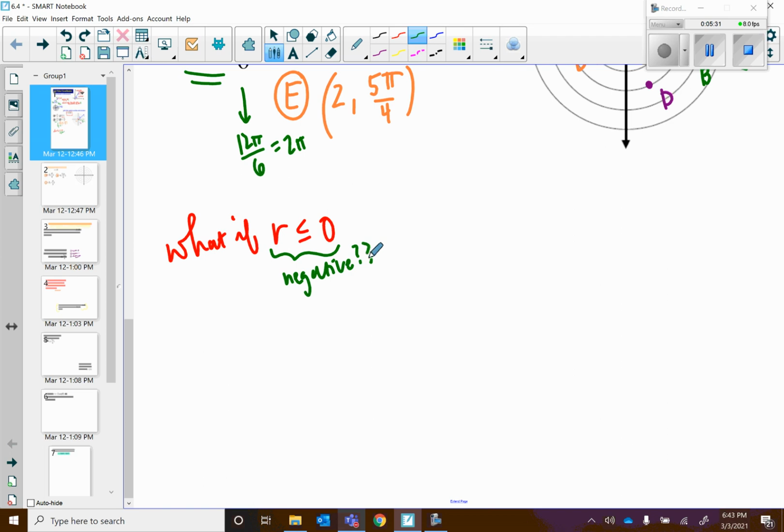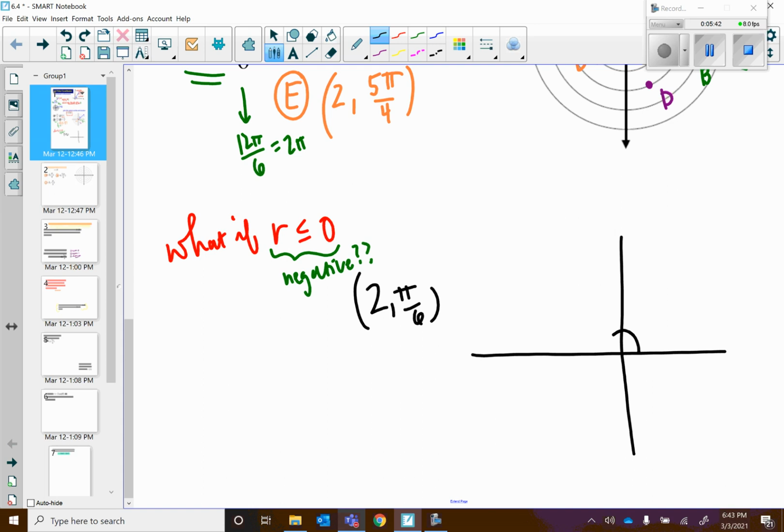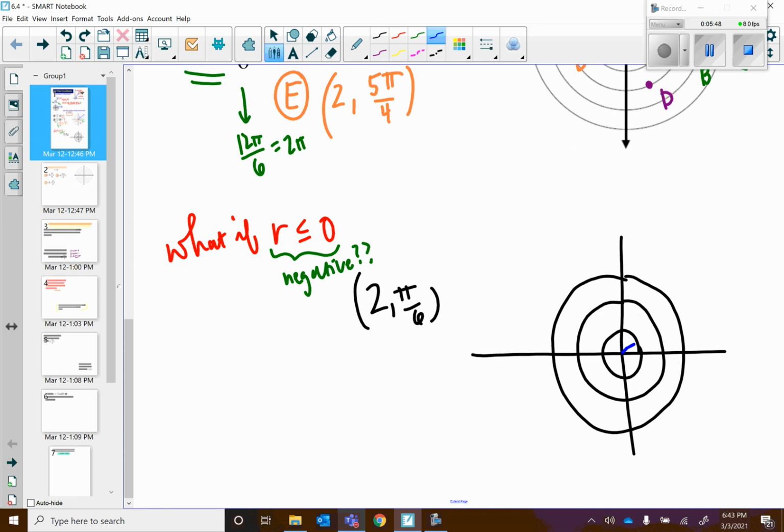Let's consider the point 2 comma pi over 6 for a second. Sorry, those aren't perfect. All right, here's pi over 6, and here's 2 comma pi over 6. That's the point right here. Notice we started at this positive x-axis, and we opened up a distance of pi over 6.